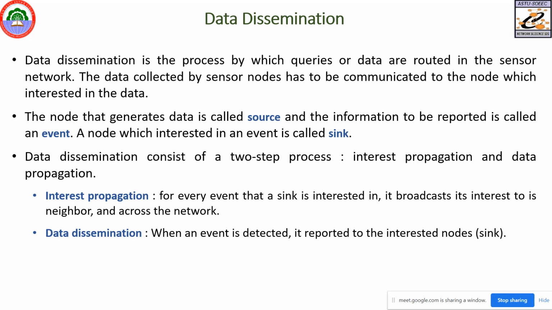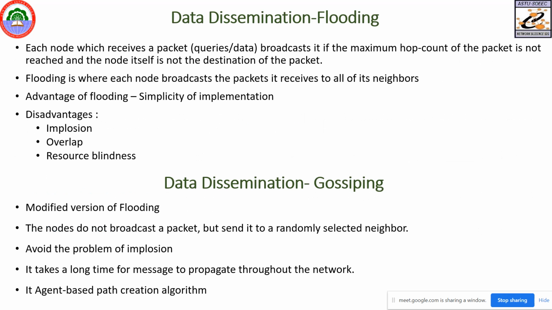Usually this data dissemination is performed in two steps. One is called interest propagation, and the second one is called data dissemination. Before transmitting the data, it has to know whether that particular node is interested in participating or not. For that, interest propagation is required. Once that node receives interest from the neighboring node, it has to disseminate that particular data. But there are limitations in data dissemination also.